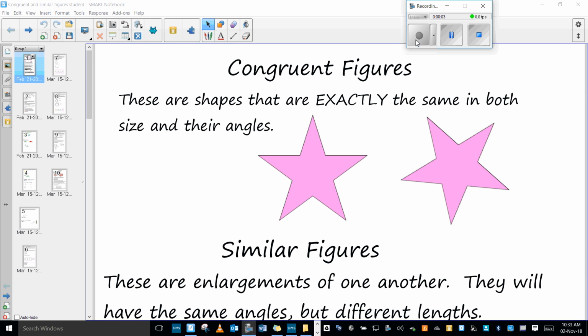Exactly the same as something else. Okay, it can be drawn in a different place, but it has to be exactly the same size and shape as it. Okay, all the angles have to be the same. Everything has to be the same.